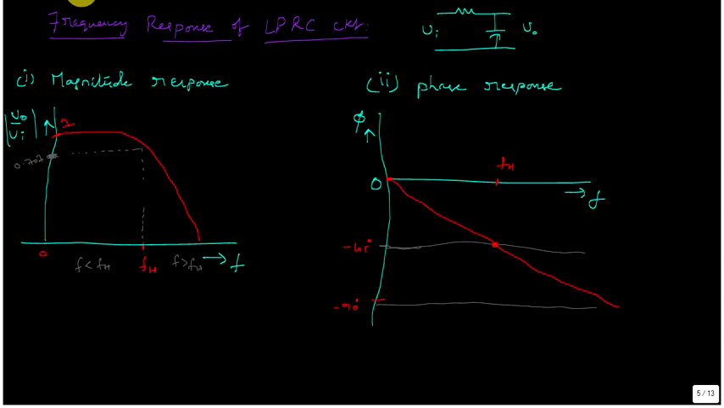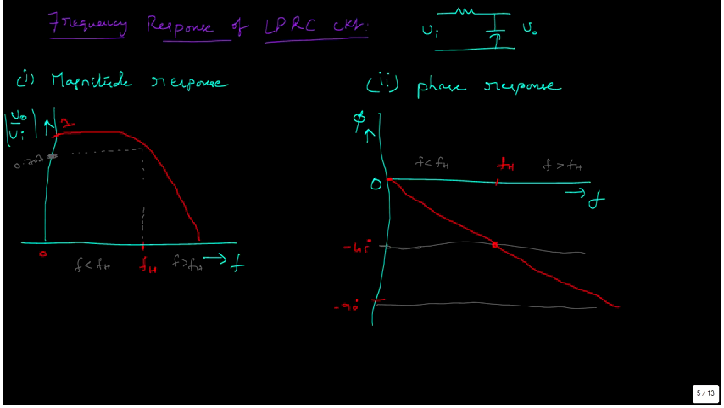For frequencies less than FH, if the input signal frequency is less than FH, then the phase angle is between 0 and minus 45 degrees. If the input signal is exactly equal to FH, the phase angle is minus 45. If the input signal is greater than FH, then the phase angle is between minus 45 and minus 90 degrees. Remember that it is not linear. So we have seen the magnitude response as well as the phase response of the low pass RC circuit when a sinusoidal input is applied.